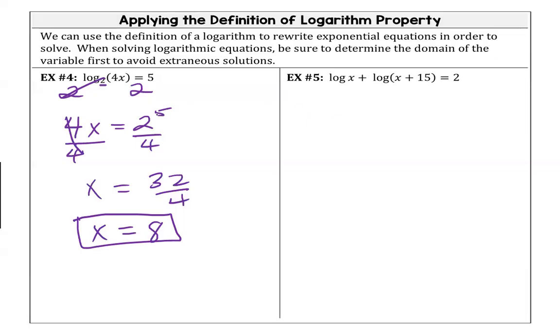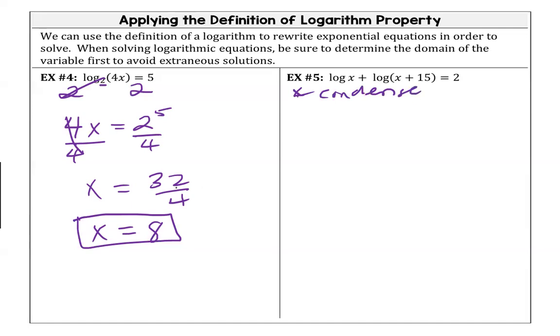Okay. Now, the difference between example 4 and example 5 is that example 4 only had one log, right? On example 5, I have 2 logs, which means that I have to use my log properties to condense. So here we're going to have to condense.